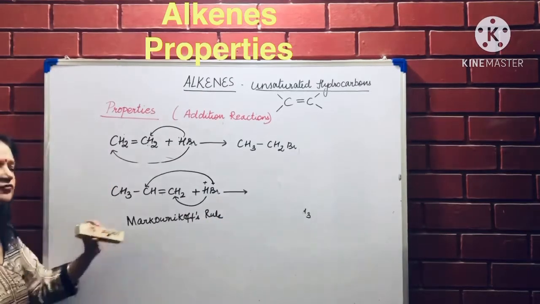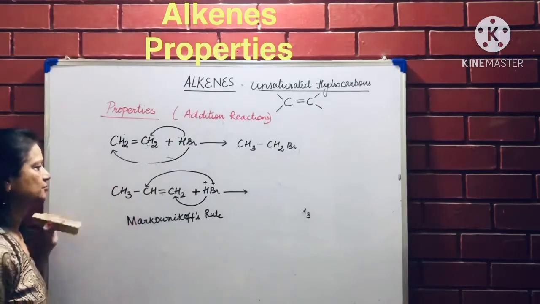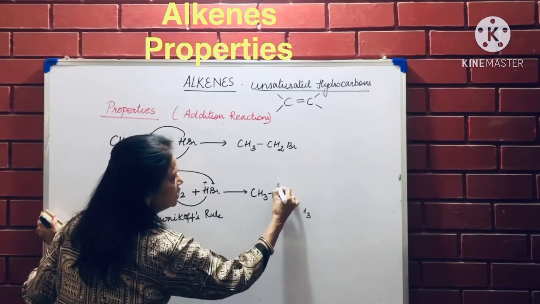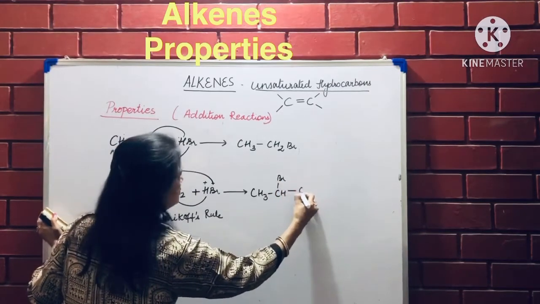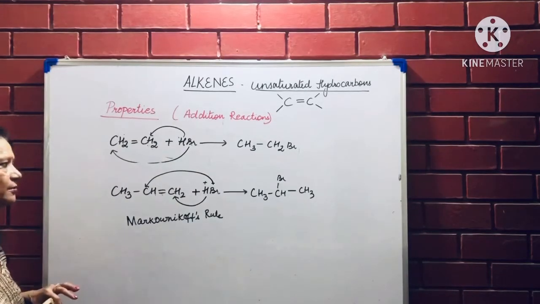So negative of the compound will attach to that carbon atom which has less hydrogens. So now my product becomes CH3, CHBr and CH3. So 2-bromopropane will be formed.